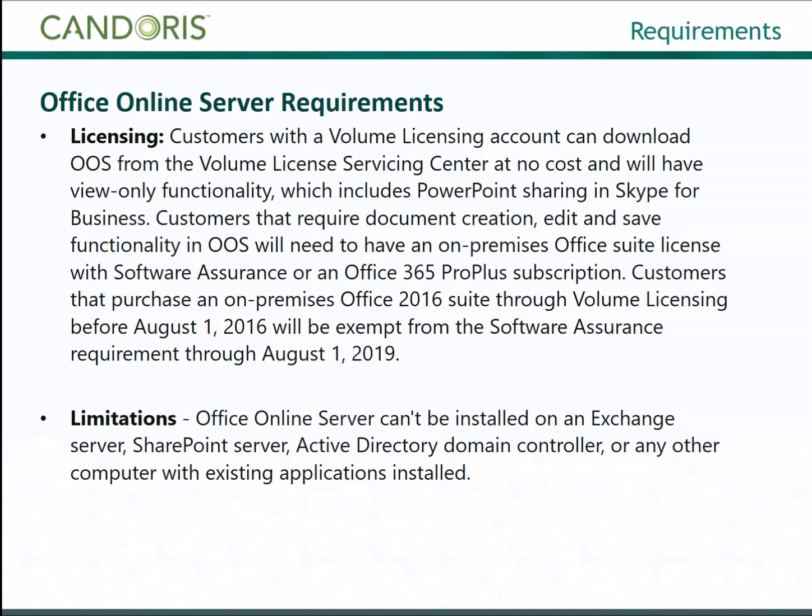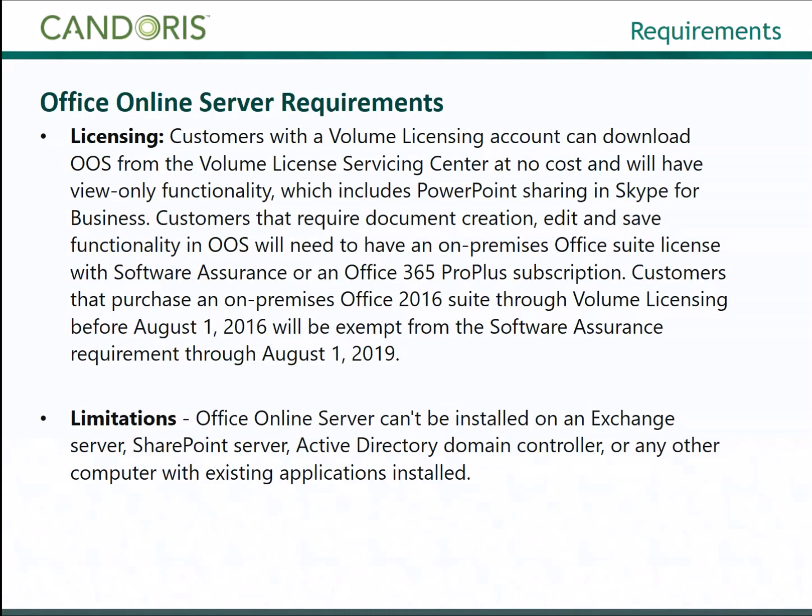Office Online Server enables users to view supported file attachments within Outlook on the web without downloading them first and without having a local installation of the Office program necessary. Without Office Online Server installed, Outlook users need to download attachments to their local computer and then open them with a local application. Customers with a volume licensing account can download Office Online Server from the Volume Licensing Service Center at no cost and will have view-only functionality, which includes PowerPoint sharing, in Skype for Business.